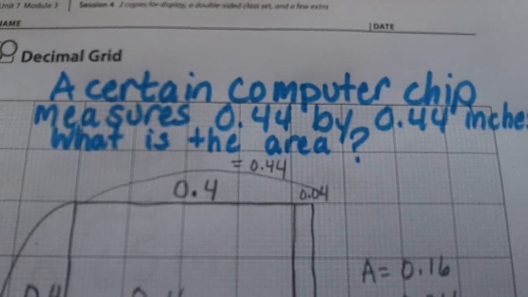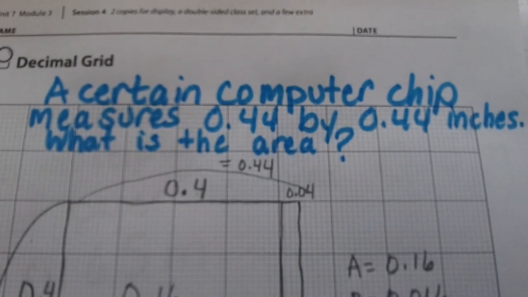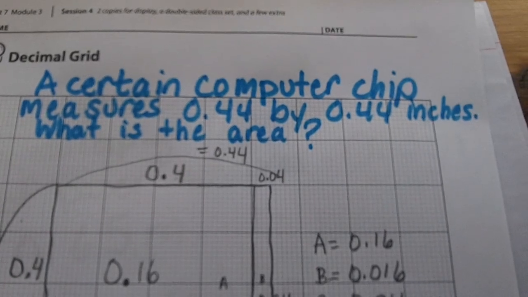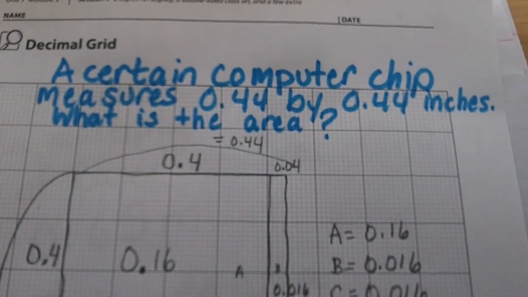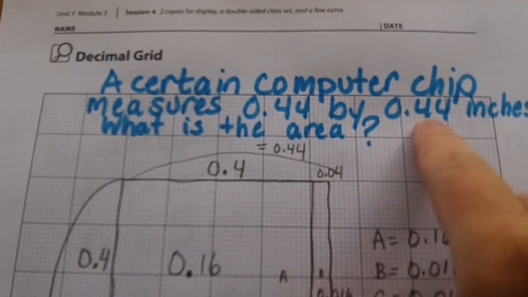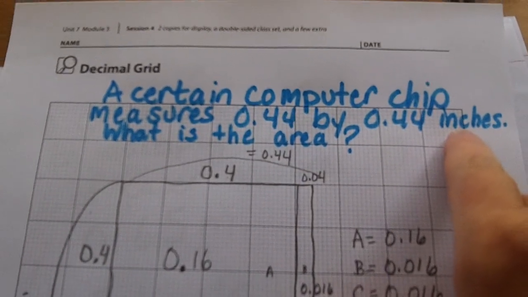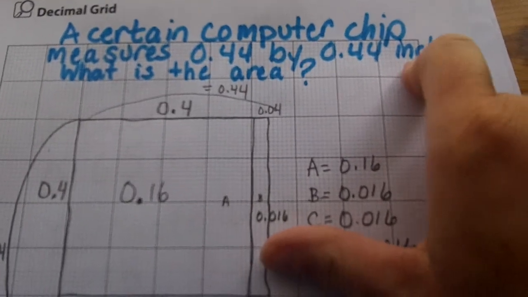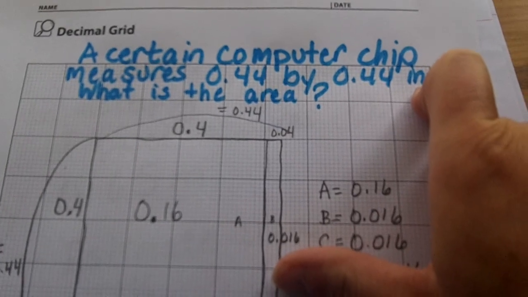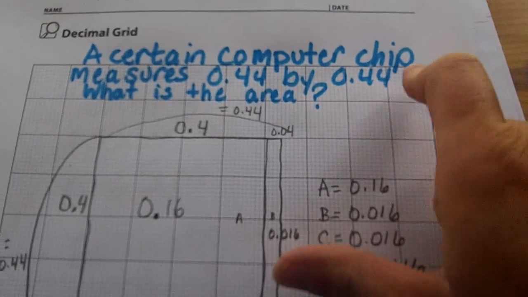It says a certain computer chip measures 0.44 or 44 hundredths by 44 hundredths of an inch. What is the area? So basically we need to figure out 0.44 times 0.44 inches. No, we are not using a calculator because next year you will not be able to use a calculator. The best way to go about multiplying decimals by decimals is, of course, going back to one of the basic strategies, which is doing an array.